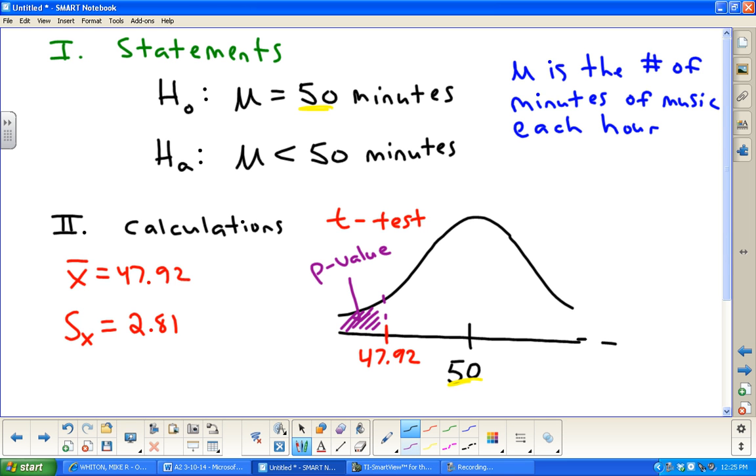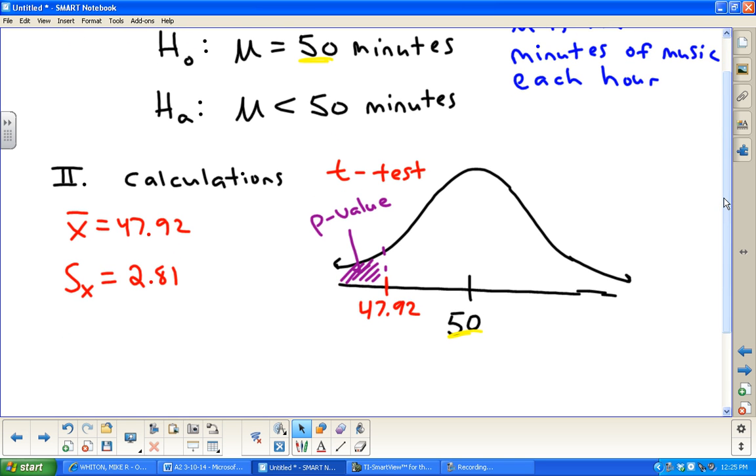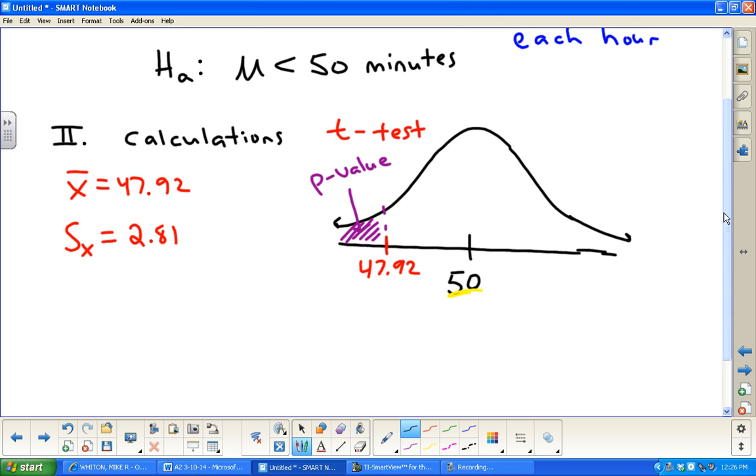Okay, so let's figure out what is our p-value. We know it's going to be a CDF problem, a tcdf problem. The lower bound is negative 9999, the upper bound is technically this 47.92, but in order to do this, we have to standardize it. It's just the way the tcdf works on your calculators. You have to standardize and get what's called the test statistic, which is basically like finding the z-score. Okay, so the test statistic is going to tell us how many standard deviations we are away from the mean.